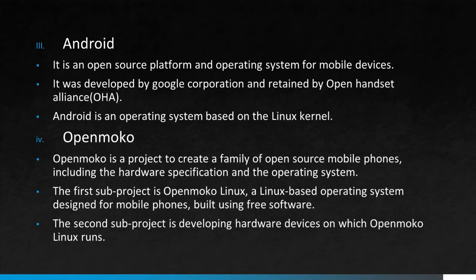The fourth one is OpenMoko. It is a project to create a family of open source mobile phones, including the hardware specification and operating system. The first subproject is OpenMoko Linux. It is an operating system designed for mobile phones built using free software. The second subproject is developing hardware devices on which OpenMoko Linux runs.